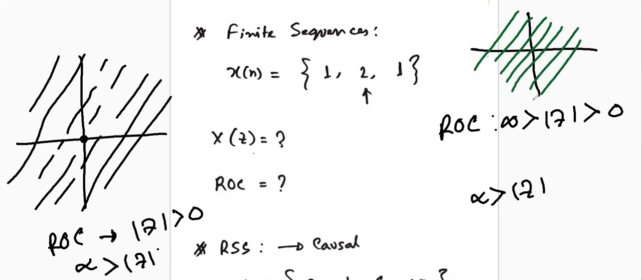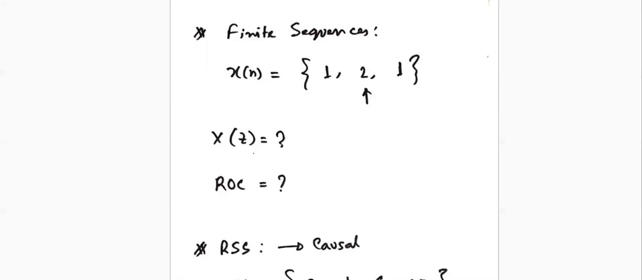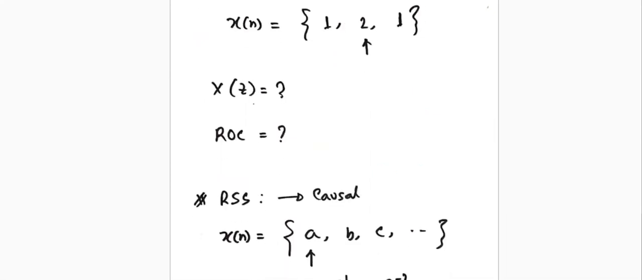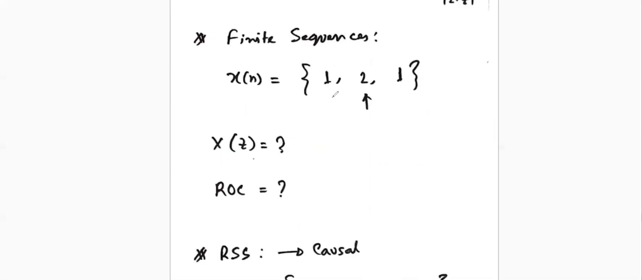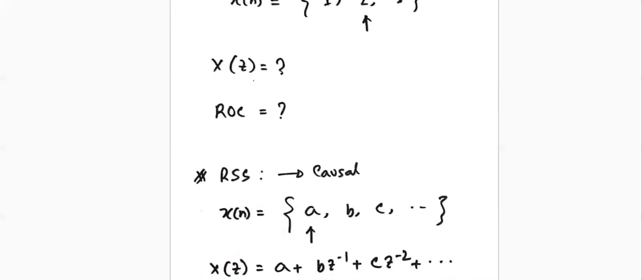Okay, so that is the difference, but you need to understand what we are telling here. So the ROC, you can write here R is greater than 0 and less than infinity. That is the ROC, and we got the expression as z plus 2 plus 1 divided by z. That is the value. So this is for a finite two-sided sequence.